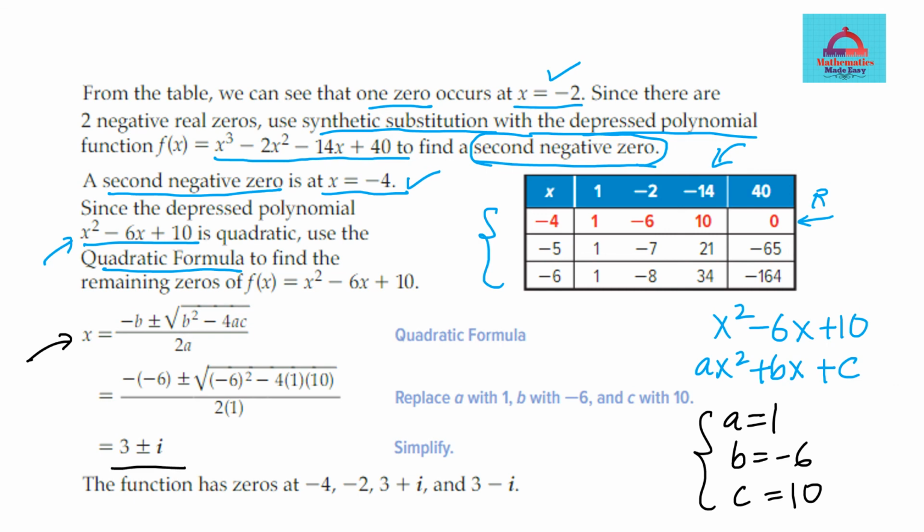So one root is 3 plus i, the other root is 3 minus i. So you have got two negative and two imaginary roots. These two are real, negative 4 and negative 2, and the remaining two are complex roots.